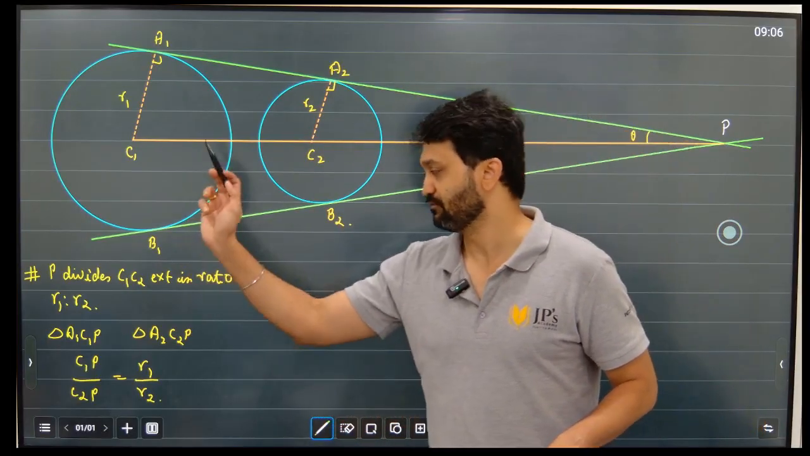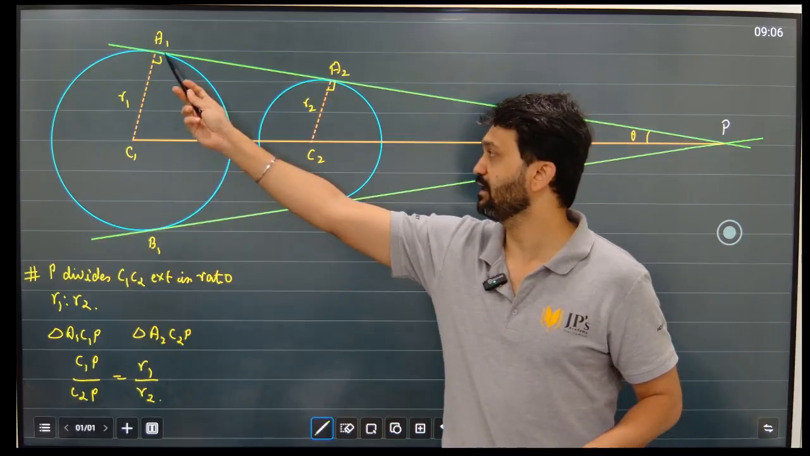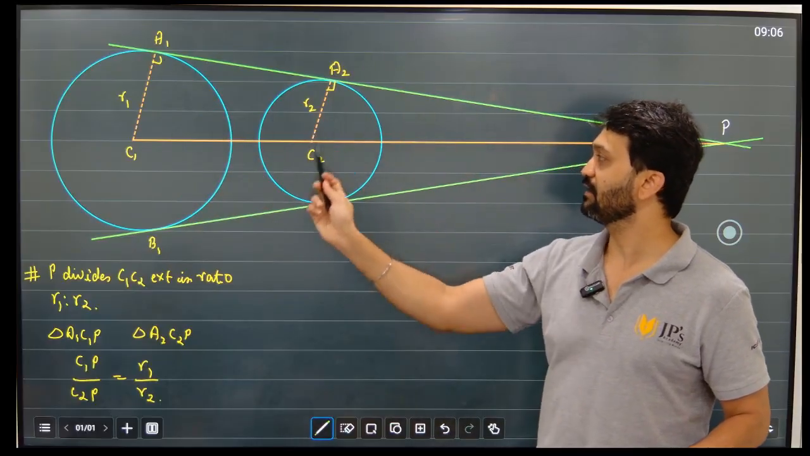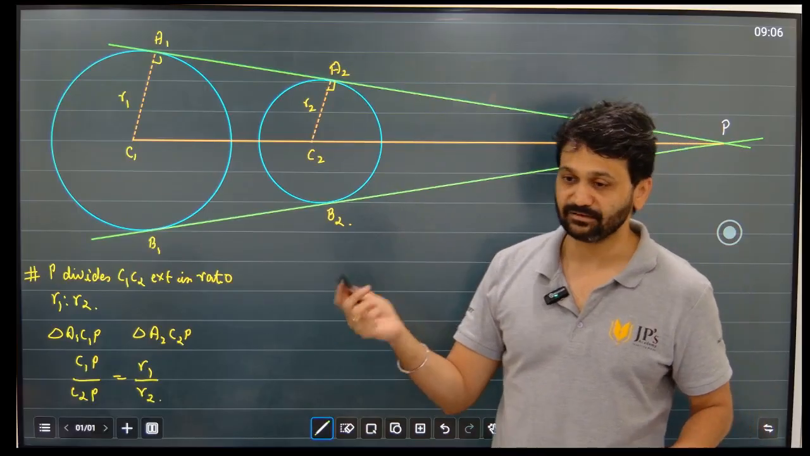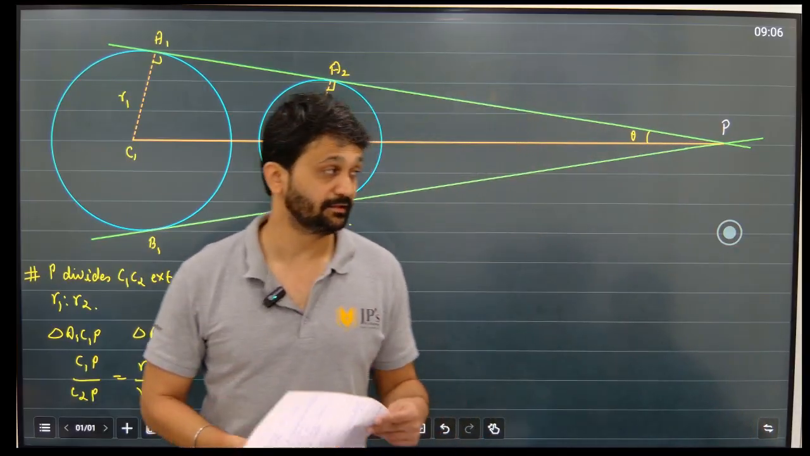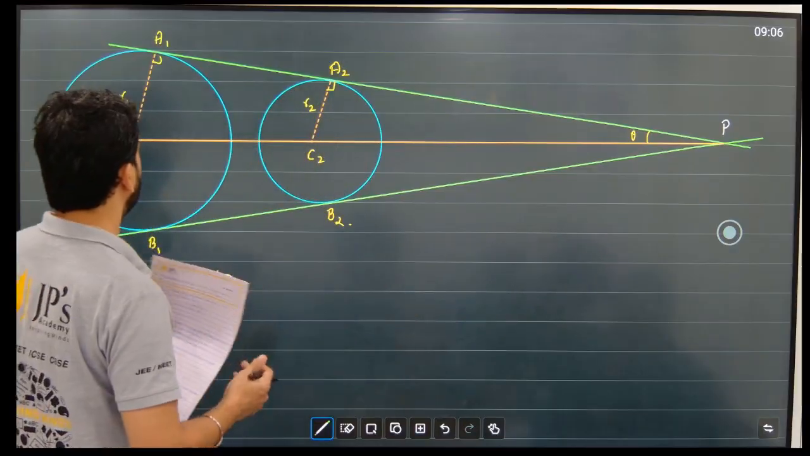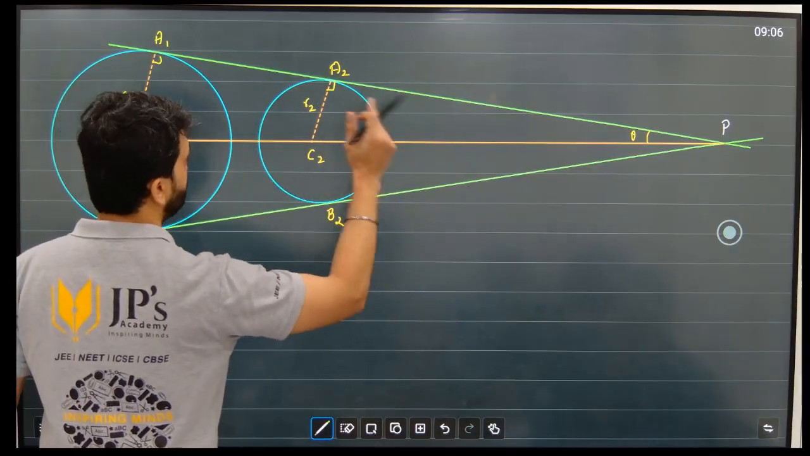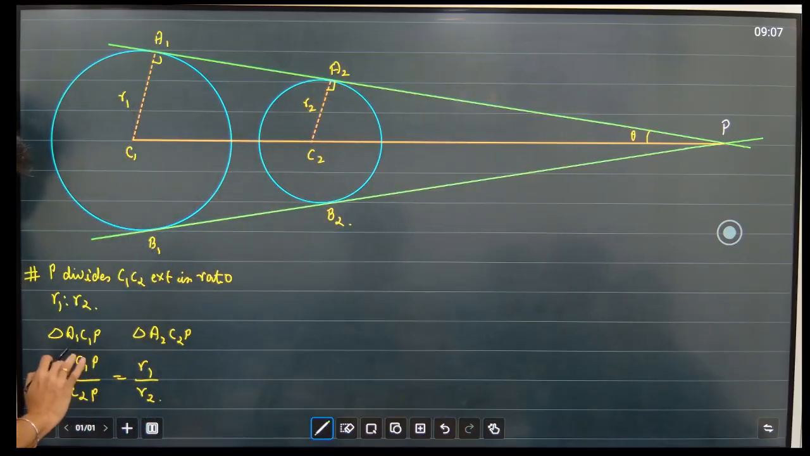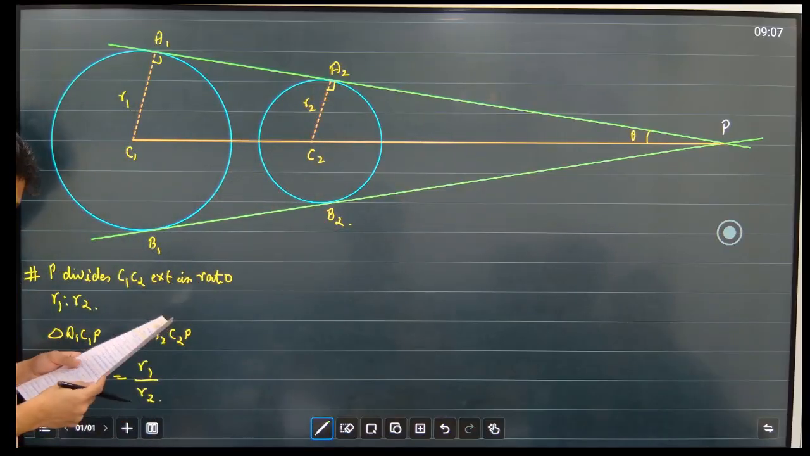In other words, if you still don't understand this, in triangle A1 C1P and triangle A2 C2P, since they are similar triangles, with 90 degrees and a common angle here, C1P upon C2P is equal to R1 is to R2. So I have got C1P to C2P is R1 is to R2.